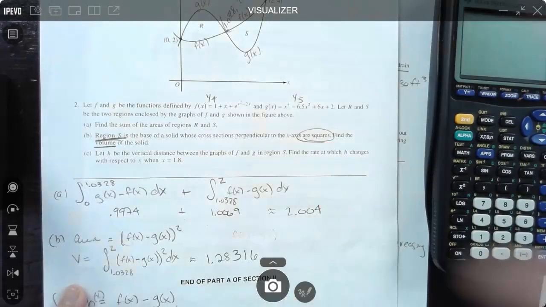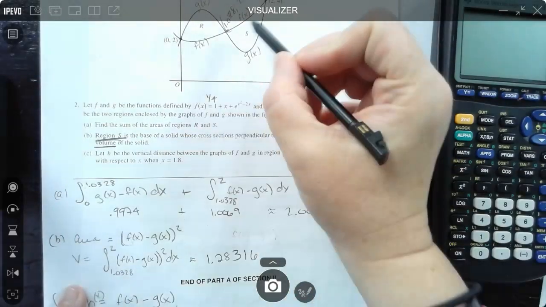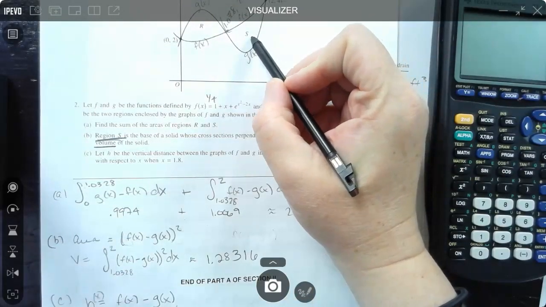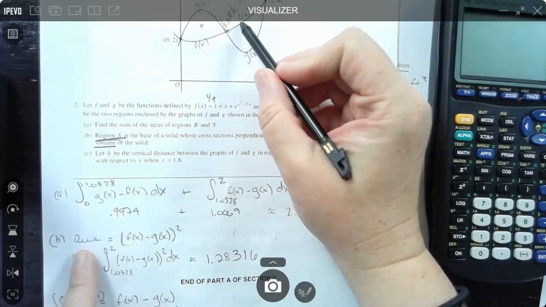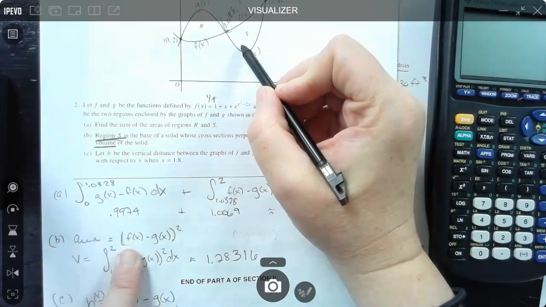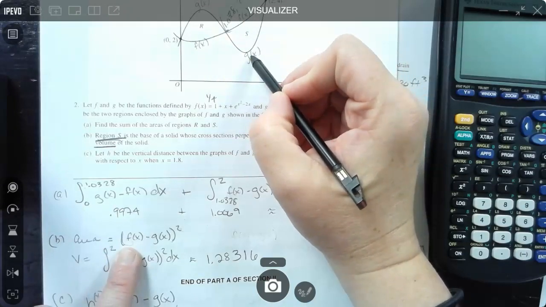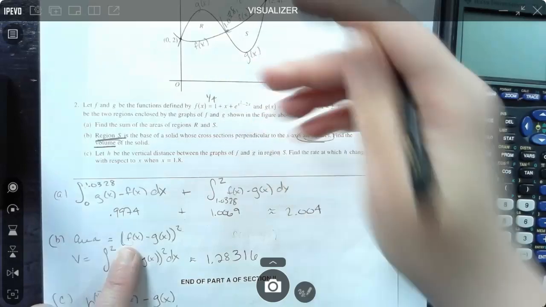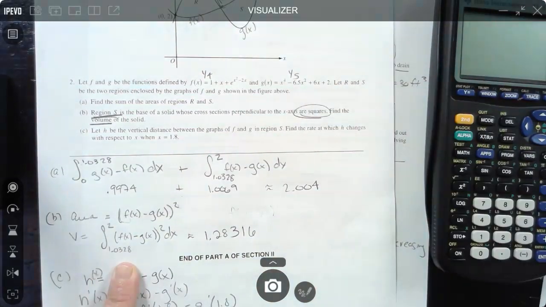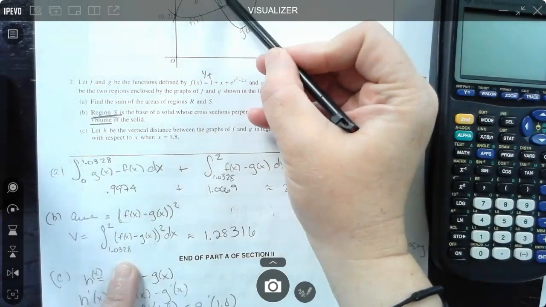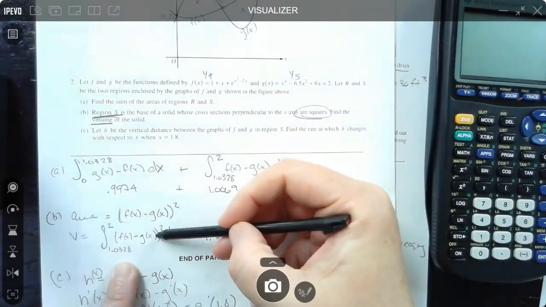Squares are the easiest. Notice it just says region S. It's not both regions. It's just region S. So the area of just region S, if it's a square, is going to be side squared. So f of x minus g of x, squared. That's my area. So to find volume, I integrate area. So I integrate, going from that point of intersection to 2, and I'm squaring this.